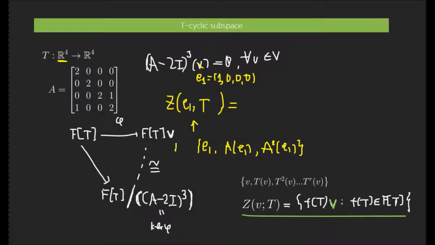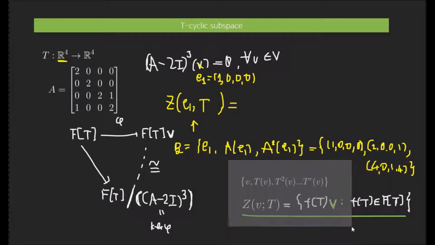If we consider this is the basis of the T-cyclic subspace, if indeed we calculate this here, this is E1, I will say this is (1, 0, 0, 0), and AE1 is (2, 0, 0, 1), and finally A squared E1 is (4, 0, 1, 4). Indeed, we should check whether this can be the basis of the T-cyclic subspace G E1 T.